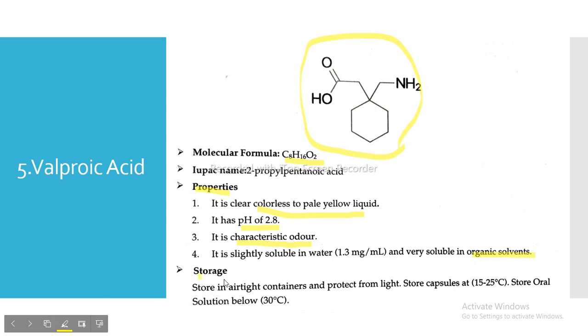Next is the storage condition. It is stored in an airtight container because it should be protected from light as well as moisture. It can absorb water, so it should be protected from water as well as light. The capsule should be stored at 15 to 25 degrees Celsius. The oral solution has a different temperature, that is below 30 degrees. So these are the different types of storage condition for valproic acid.